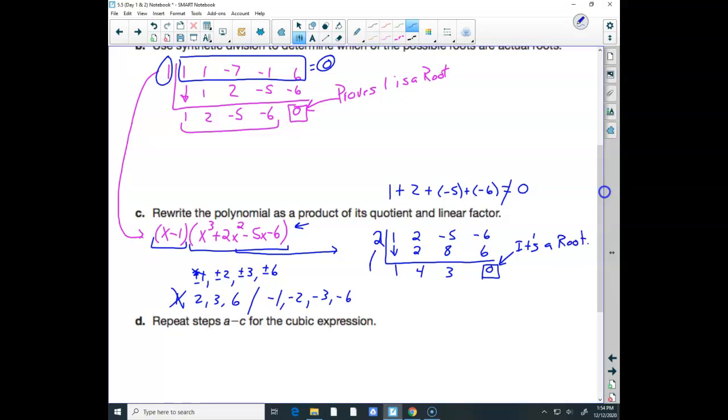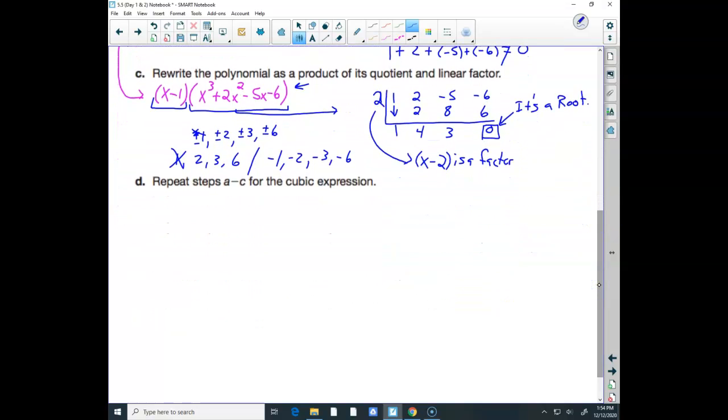which means x minus 2 is a factor. Okay, so then what do we do? Well, we take what we started with down here and we say x minus 1, that was already a factor. Now I've got x minus 2, that's already a factor, and I'm left over with this, which is going to be x squared plus 4x plus 3.